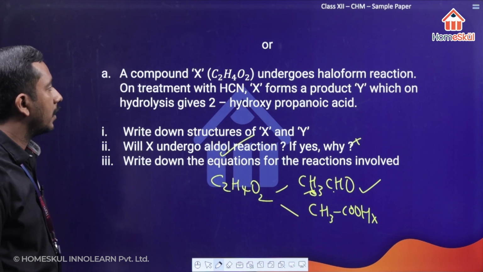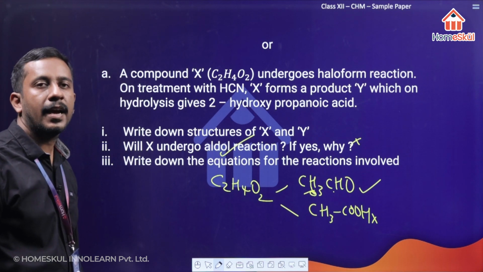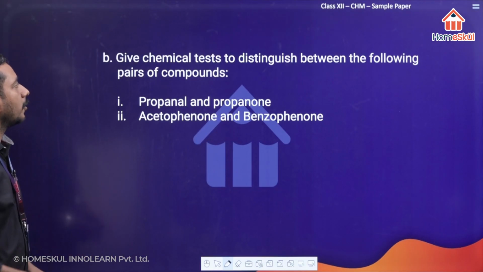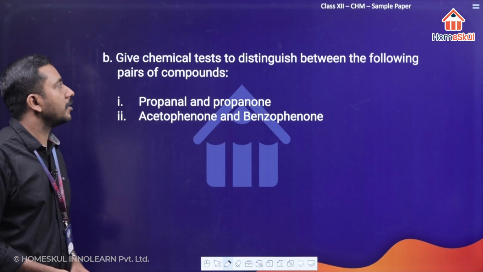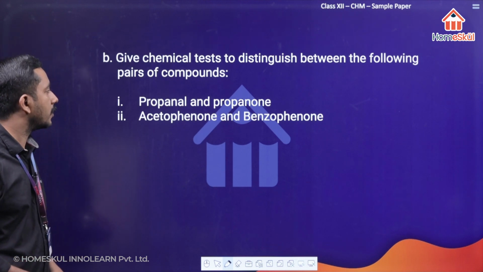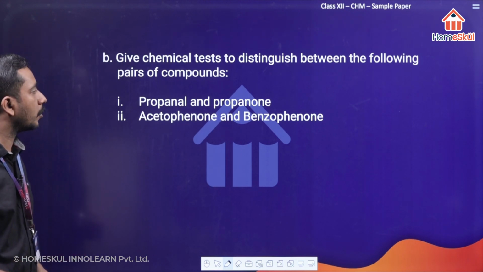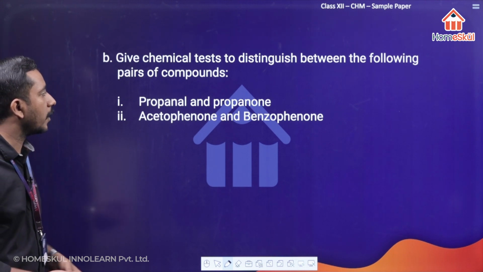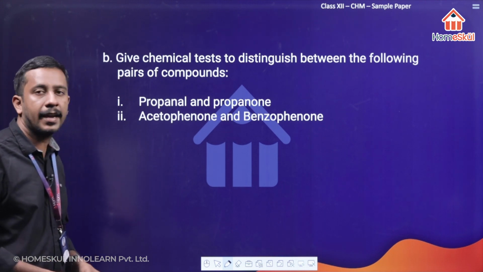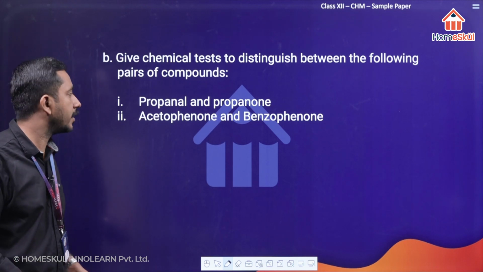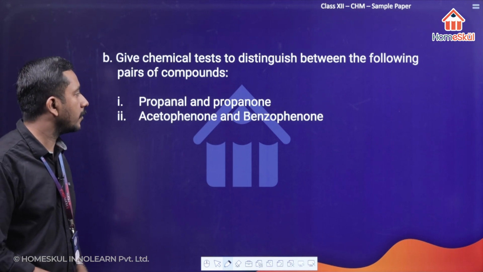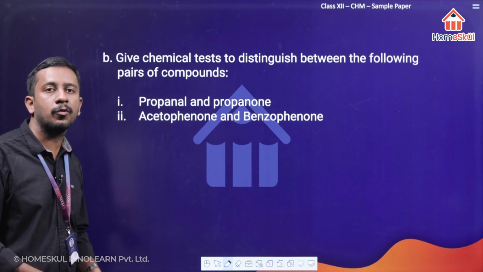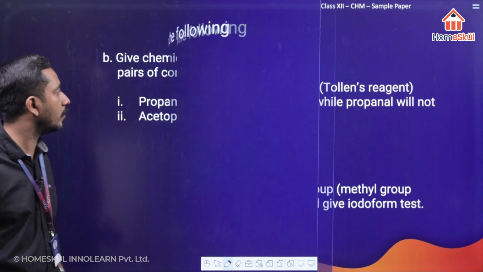So this is a choice question. So we can either answer the first two questions or we can answer these three questions. The B part of the question: give the chemical test to distinguish between the following pairs of compounds. The first set of compounds is propanal and propanone, and the second set of compounds is acetophenone and benzophenone. So first, what is the test to distinguish between an aldehyde and a ketone? And the second question, in that case, both of them are ketones. The first one contains a methyl group, whereas the second compound contains two phenyl groups. So how would we distinguish between the compounds?